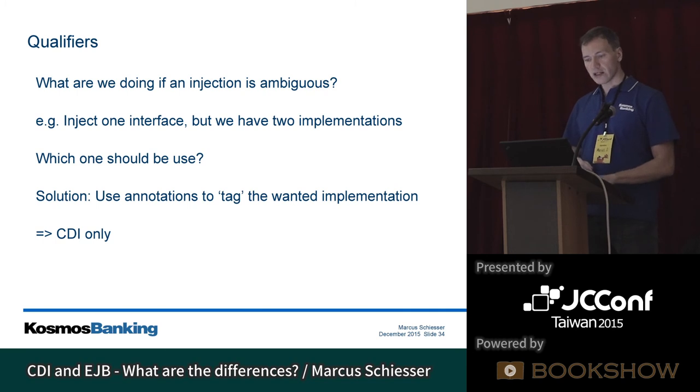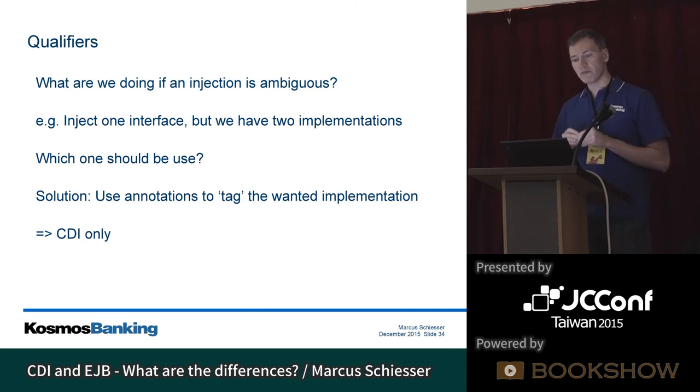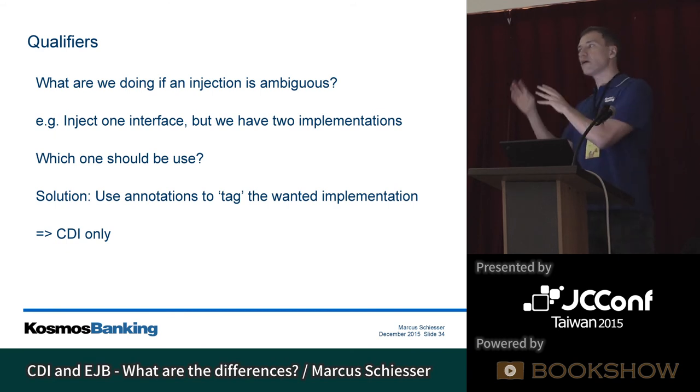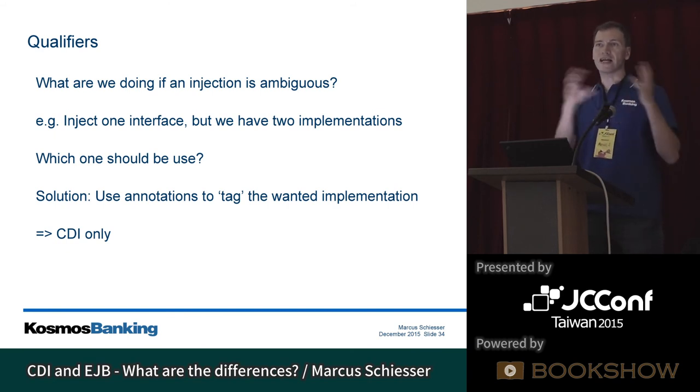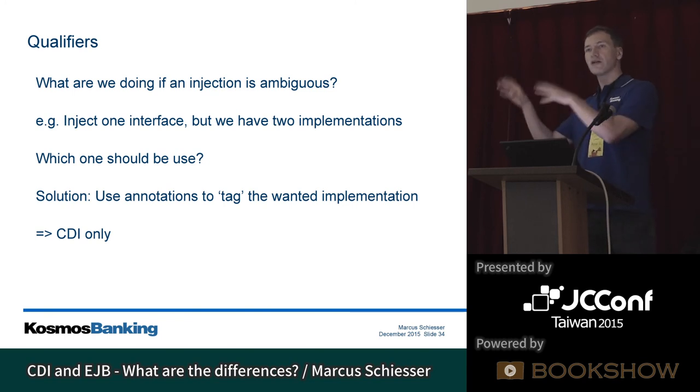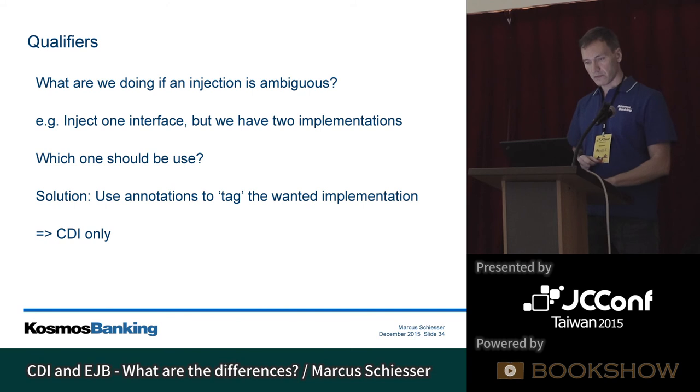So we can resolve the problem if we build an annotation for ourselves and tag basically the wanted implementation. And this time we could use an annotation called domain log and an annotation called tech log. And then I just inject the logger with the domain log, and I'm sure I'm getting the domain log. That's also in CDI only.